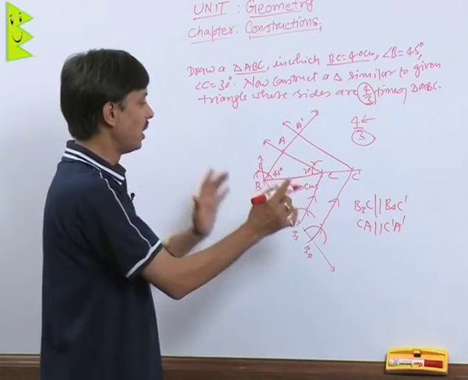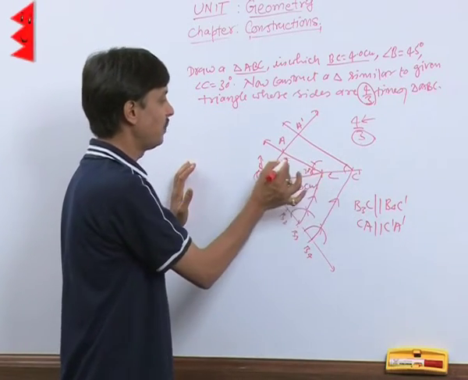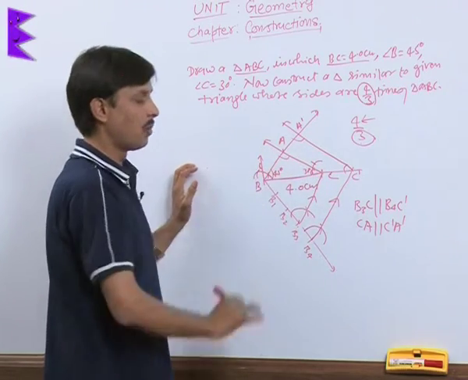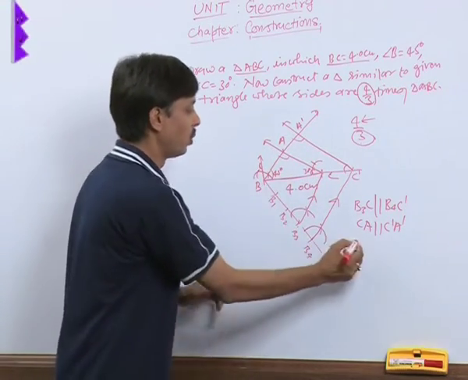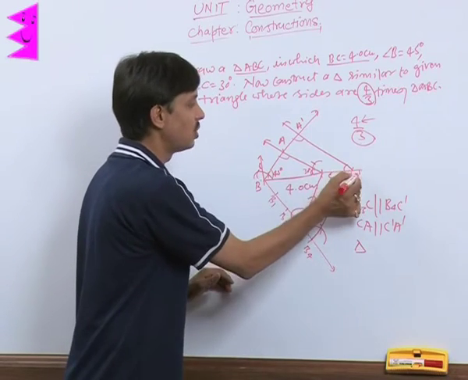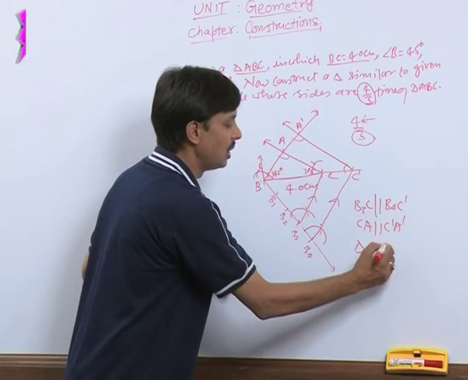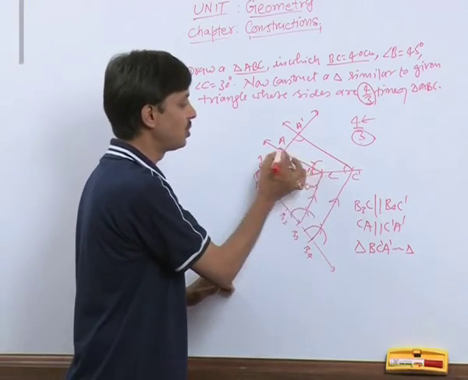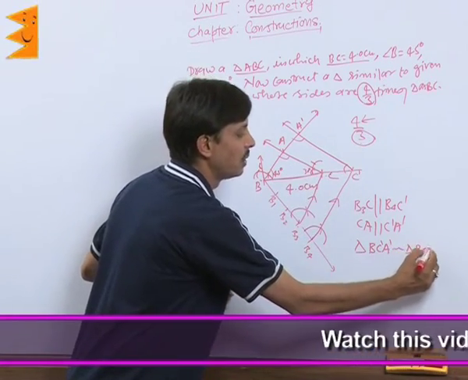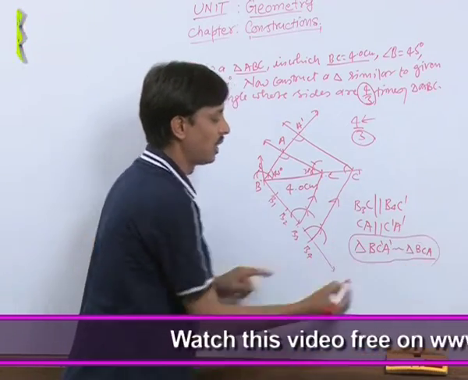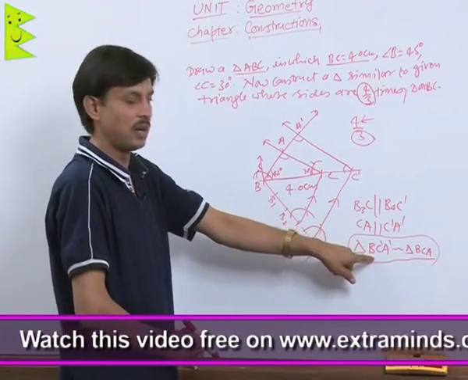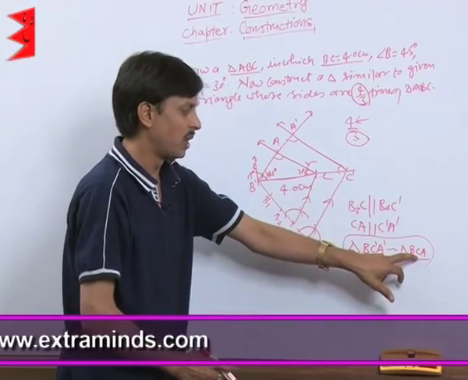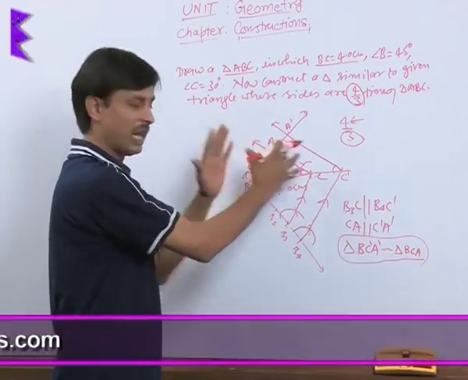So clearly this angle is equal to this angle by the corresponding angles property, and this angle is common. So what can we conclude? We conclude that triangle BC dash A dash is similar to triangle BCA. So this is the triangle which we have constructed, similar to the original one BCA, because all angles are equal.